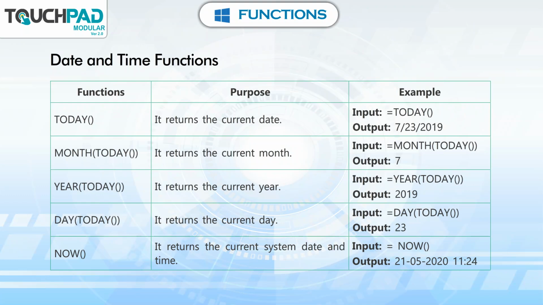It returns the current year. Input: =YEAR(TODAY()). Output: 2019. DAY(TODAY()) returns the current day. Input: =DAY(TODAY()). Output: 23. NOW() returns the current system date and time. Input: =NOW().